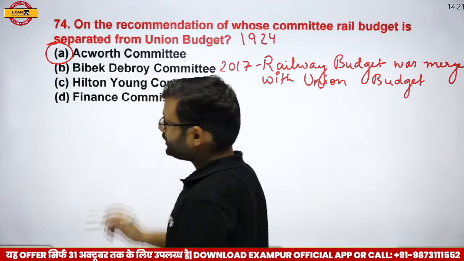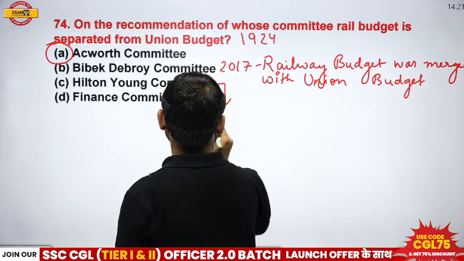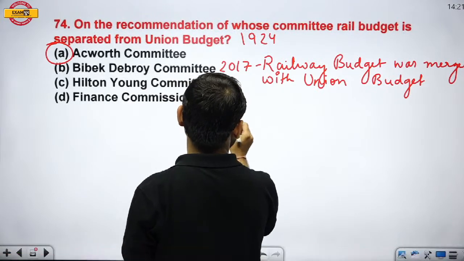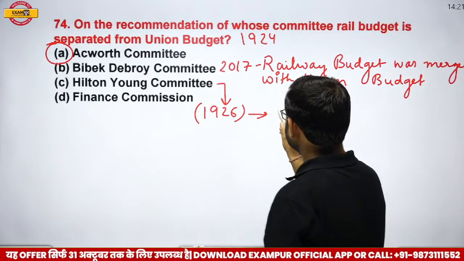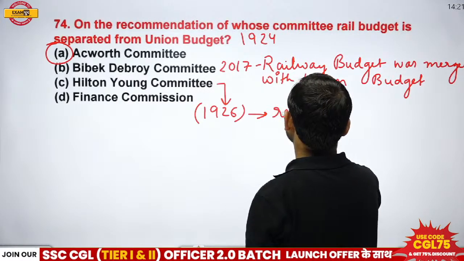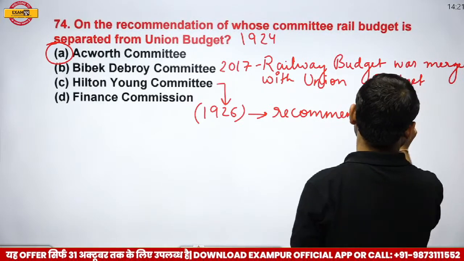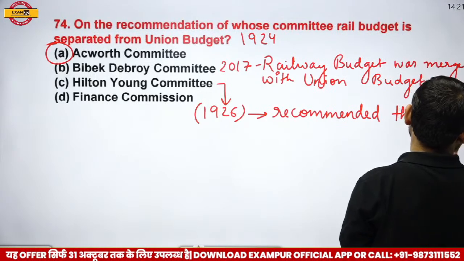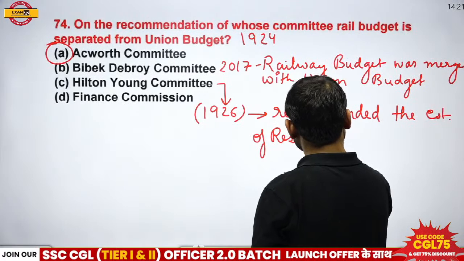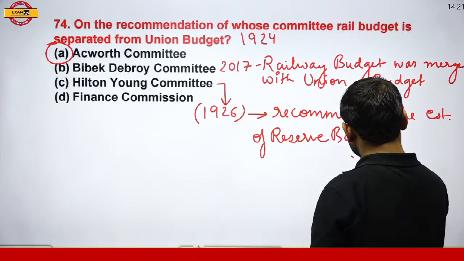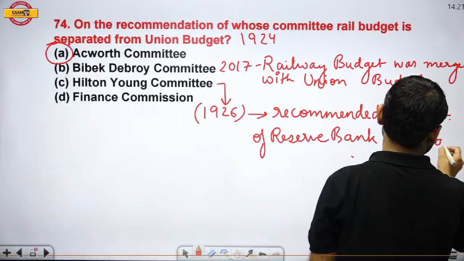And the Hilton Young Commission is a very important commission. It was established in 1926, and it recommended the establishment of the Reserve Bank of India.